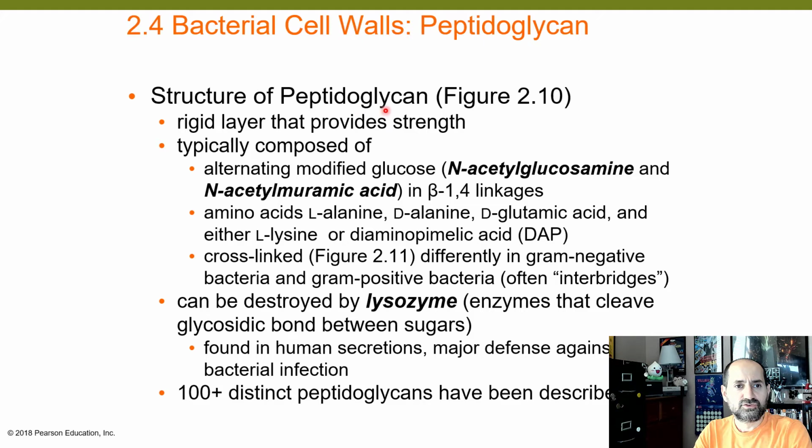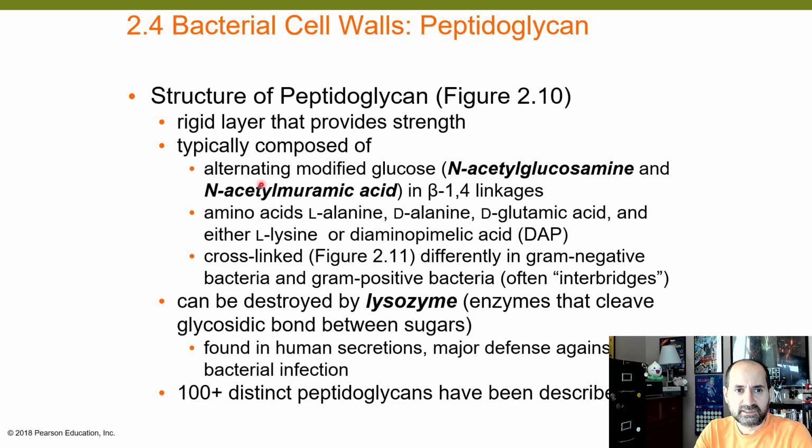So what is the structure of peptidoglycan? What does this cell wall material look like? What is it made of? Well, first of all, it provides a rigid layer to strengthen the cell wall. It's the reason cells retain a shape. You know how there are coccus-shaped bacteria and bacillus-shaped bacteria. There's spirilla. Well, it's the cell wall that keeps the bacteria in those shapes.